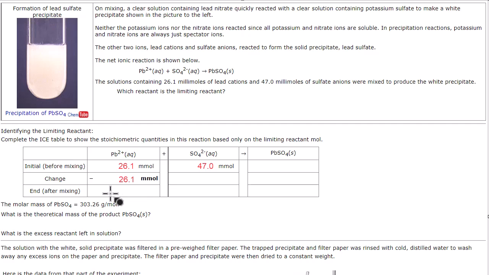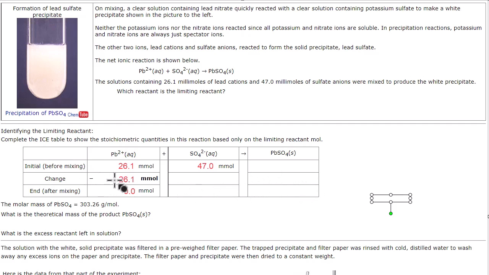This is a reactant that is going to be consumed. So we're going to have the 26.1 millimoles of lead sticking to the sulfates that are there. So those lead ions are going to be gone. And in the end, we've got nothing. They will have been used to make the lead sulfate. So that's our change, lead ions being changed into this solid. So our solution doesn't have as much lead in it as it started off with.